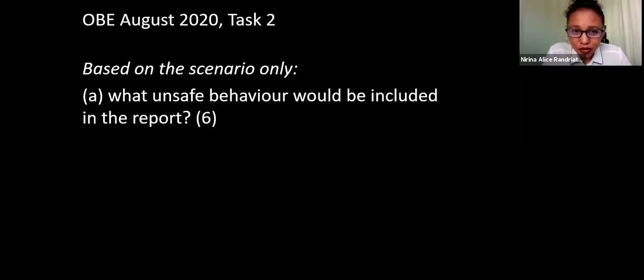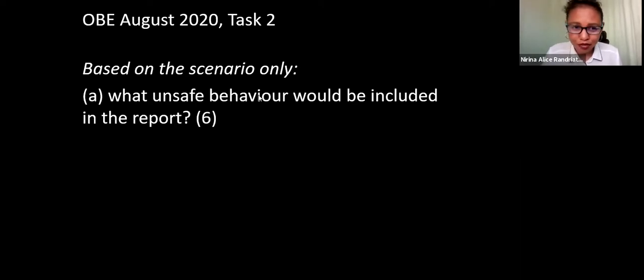I just picked one question, and this question says, "Based on the scenario only, what unsafe behavior would be included in the report?" First of all, this is a scenario-based exam, so you cannot actually answer this question without reading the scenario first. Why? Because the tendency would be, you look at the question and it says, what unsafe behavior would be included in the report? So you start making your research.